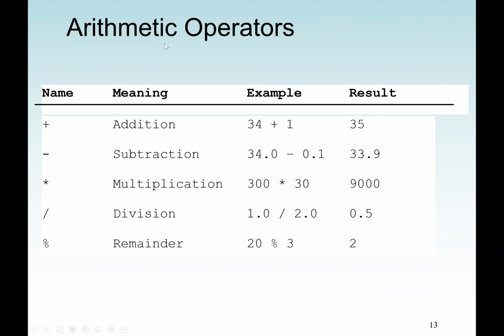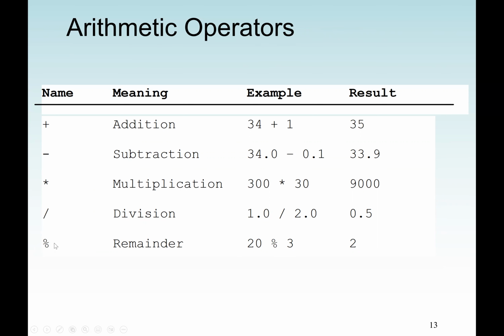Also in Java, we can perform arithmetic operations as in any programming language. In Java, a plus is for addition. Example given here, 34 plus 1 is 35. We have subtraction. Multiplication is the asterisk, so 300 times 30 will give me 9,000. And we also have division. Division is a slash, so 1.0 divided by 2.0 will give me 0.5.